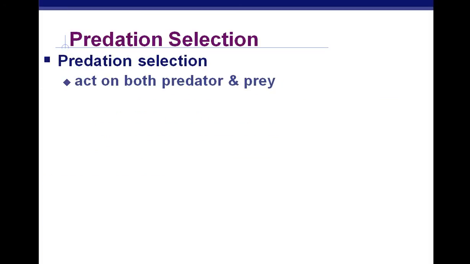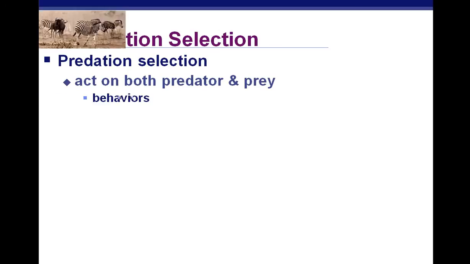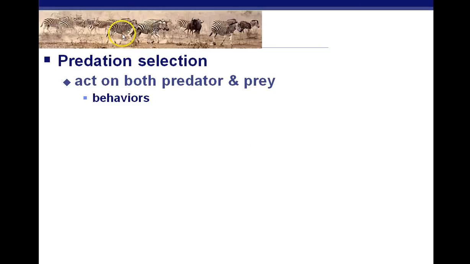The first one I want to talk about is predation selection. Now that includes the prey as well. It acts on both predator and prey. So we could have behaviors like herd behaviors being selected for. Prey animals that travel in herds have more eyes that can see danger coming. They also can sometimes fight off any predators, depending on the type of animal that exhibits that herd behavior.